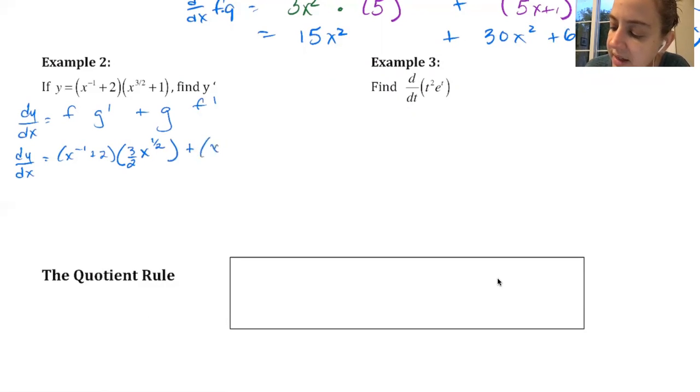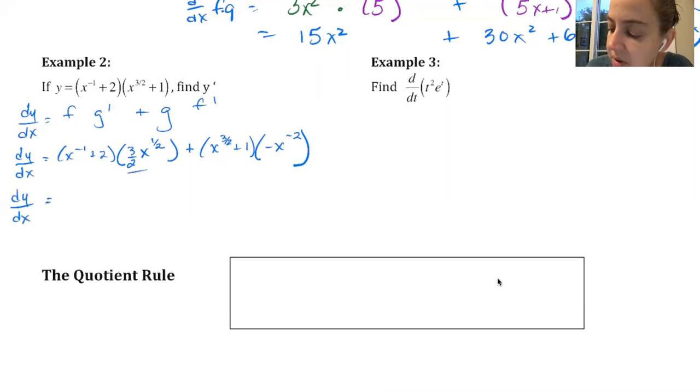Plus the second one is x to the 3 halves plus 1 times the derivative of the first term, which is negative x to the negative 2. The derivative of 2 is 0. So there you go, there's your product rule. You do want to simplify this algebraically.